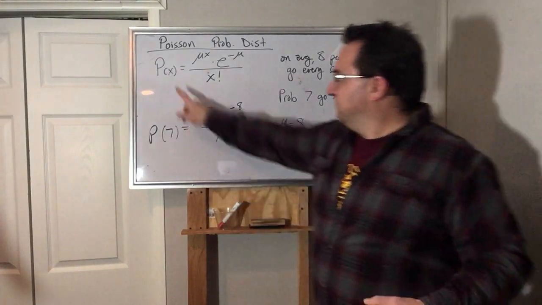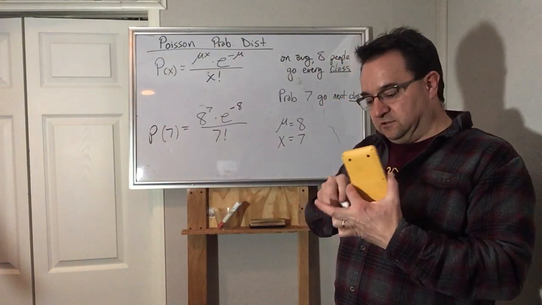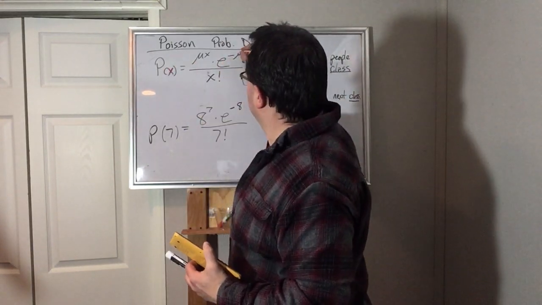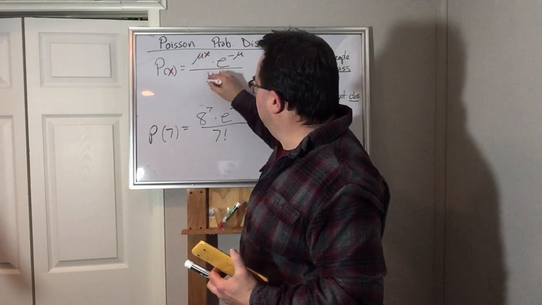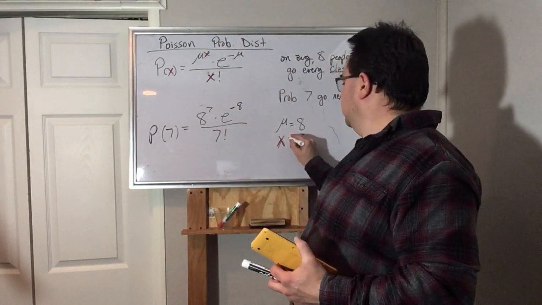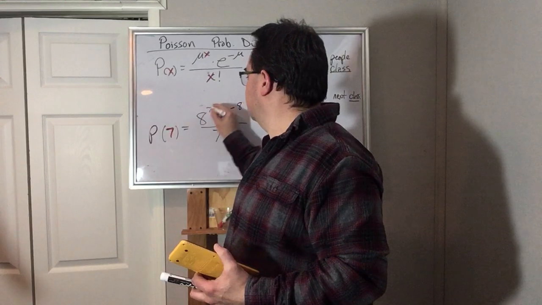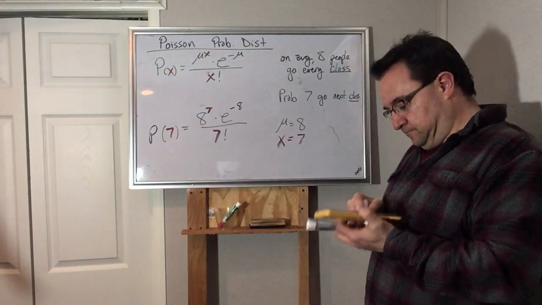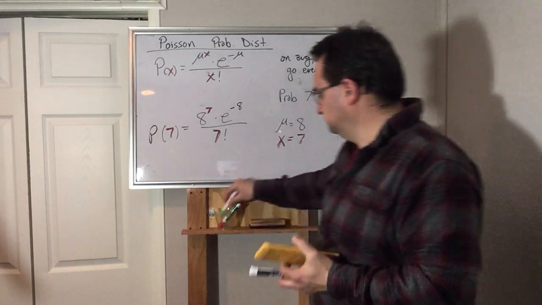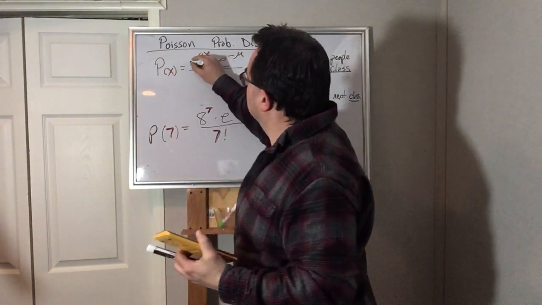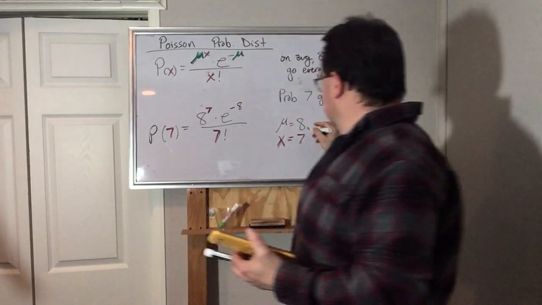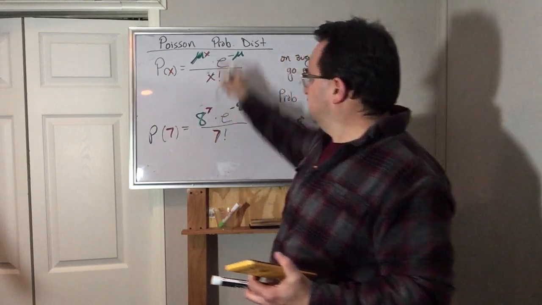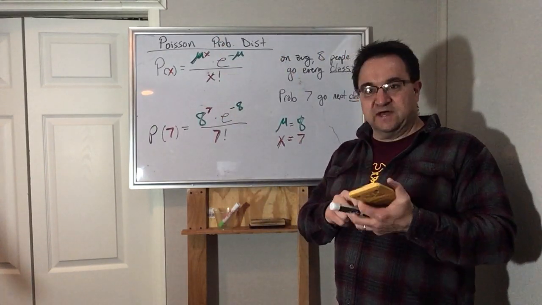Let's look at that again. See the x? Here, let's use colors. x equals 7. See it there? Mu is 8. See how I'm just putting them right in the slots?